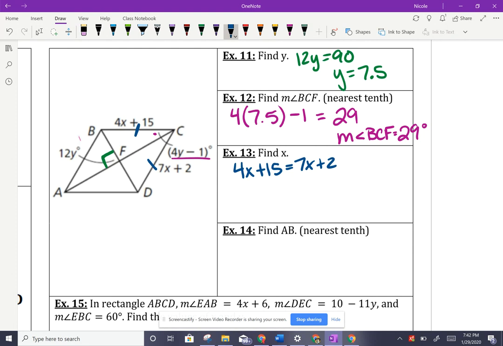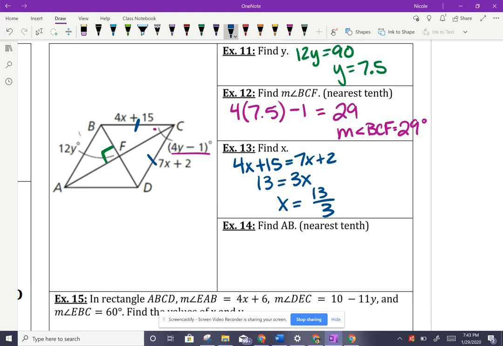Do your little hocus pocus, move stuff around. And we have 13 equals 3x. Oh my goodness, what are we going to do? Do these divide? No, they don't. They most certainly do not. So x is going to be equal to 13 over 3. I'm going to leave this as a fraction right now. I know you're like, well, it tells me to round to the nearest tenth. It does, but right now I'm just going to leave it as a fraction. Makes things a little easier. And then I round my final answer. Again, you do not round until your final answer at the end.